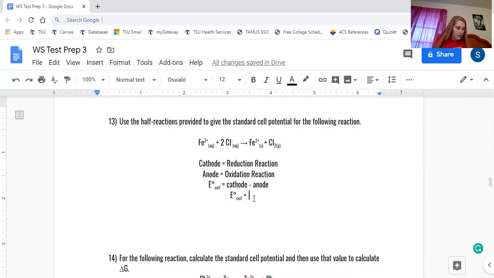And so that one is going to be first. So we're going to have 0.771 minus our anode. So our anode's going to be the other reaction. And you can see that this goes from negative to positive, so that's oxidized. And so we're going to look at that and find our chlorine on here. And that's going to be positive 1.36.